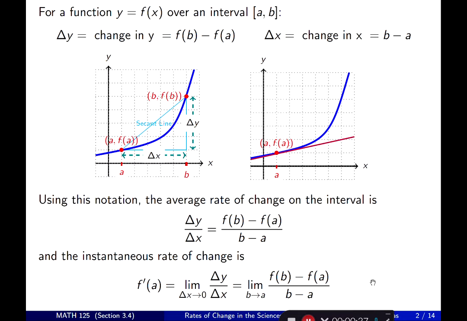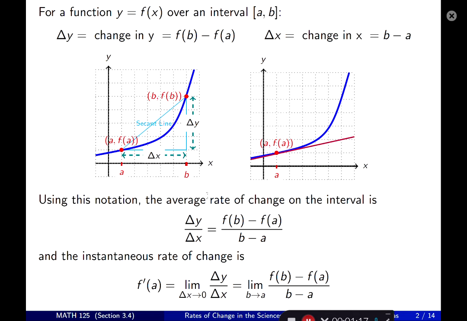Let's start with remembering what the derivative meant to us. For a function y equals f of x over an interval a and b, delta y is the change in y. It's f of b minus f of a. That's f of a, and so that's delta y. Delta x is the change in x, and that's b minus a.